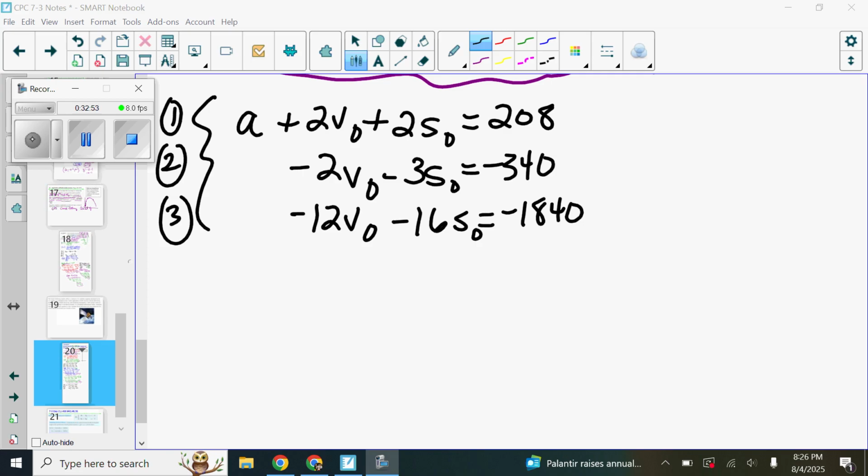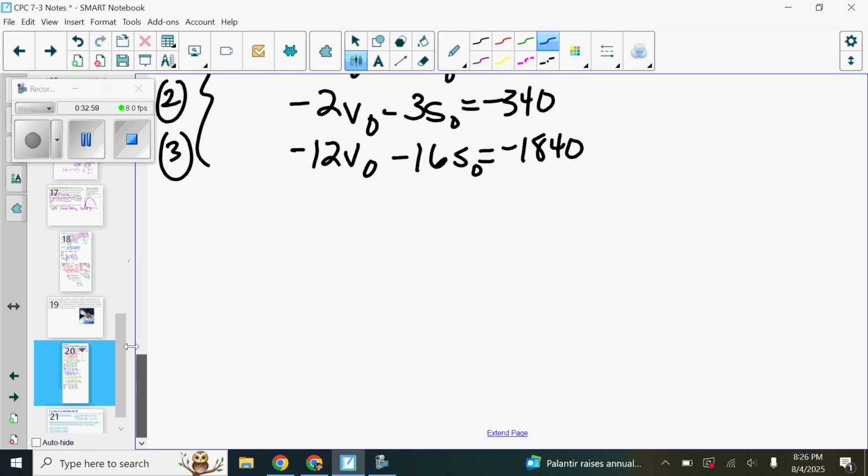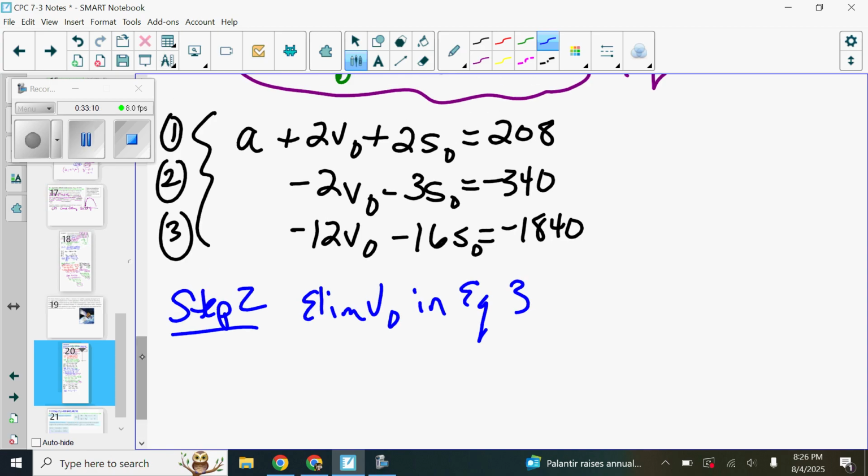So I'm going to go ahead and, as my next step here, so I don't even know what step we're on, whatever we're going to name it, like step 2, I guess. So step 2, that was a big step 1. We're going to eliminate the V0 in equation 3. So we're going to do some get opposites there, multiply, add, so we can then head towards our back substitute. So go ahead and see if you can eliminate the V0 in equation 3, multiply by what you need to in equation 2, add them up, and then we'll get our new equation 3.